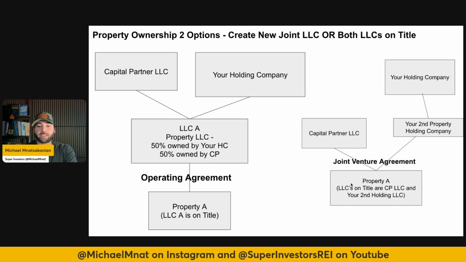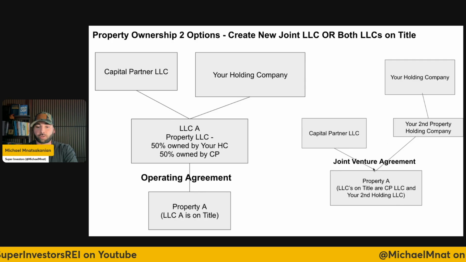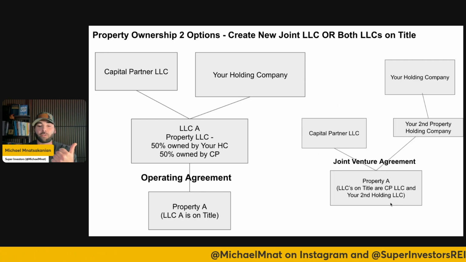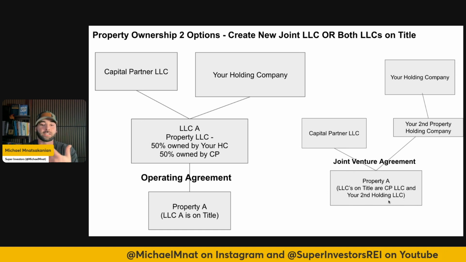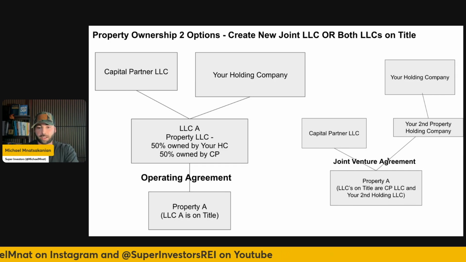title of property A, and your agreement between you two is a joint venture agreement or whatever other structure you want, typically a joint venture agreement where you're both on title already, and you have a joint venture agreement outlining everyone's contributions, roles, responsibilities, right? What everyone's bringing to the table. How do you deal with things that will arise? That kind of stuff. Your JV agreement and your operating agreement will be fairly similar.